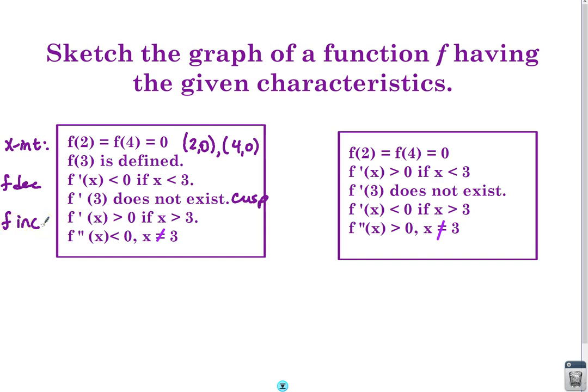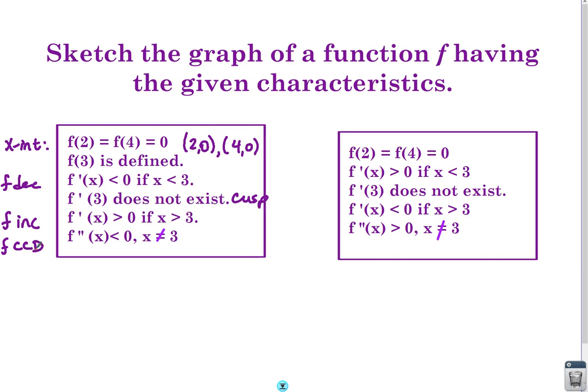Cool. Okay, the last bit, f double prime of x is less than 0, so my second derivative is negative when x is not equal to 3. So basically everywhere except at 3, my second derivative is negative, which means my function is concave down.